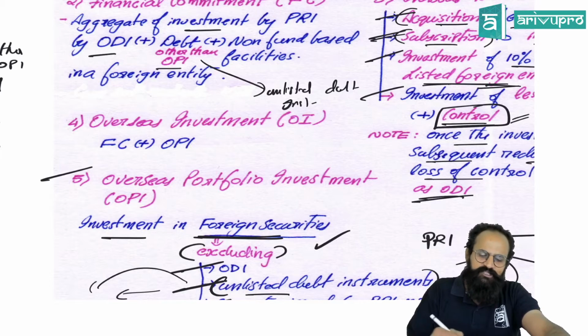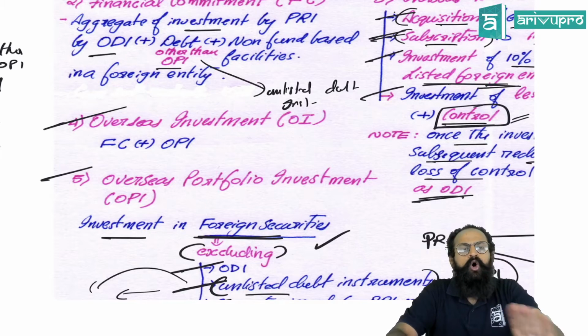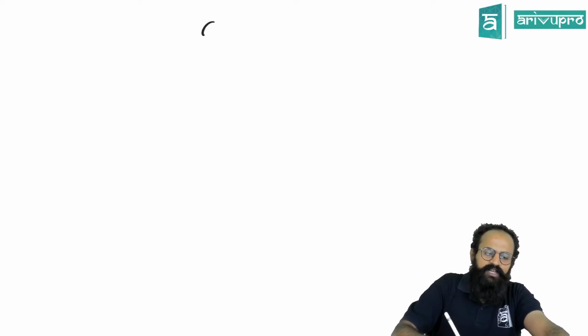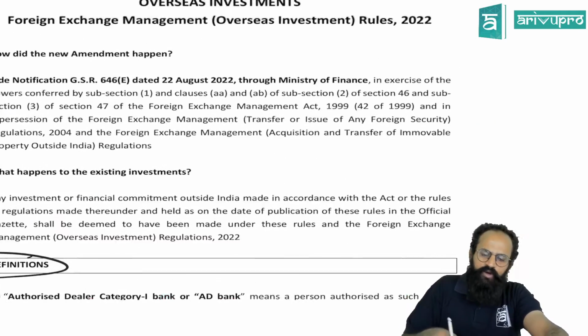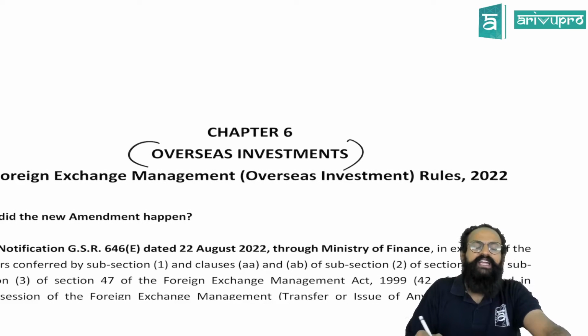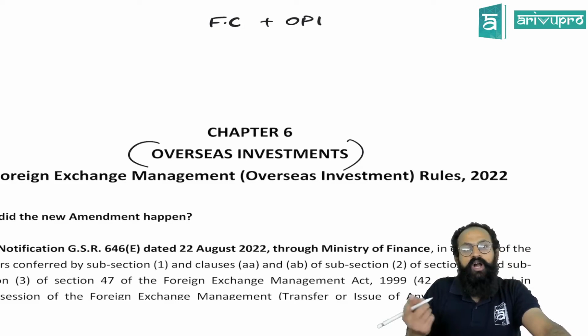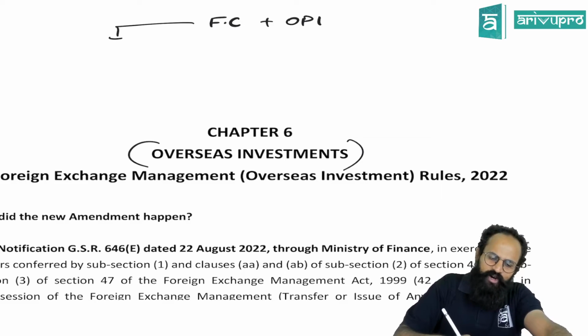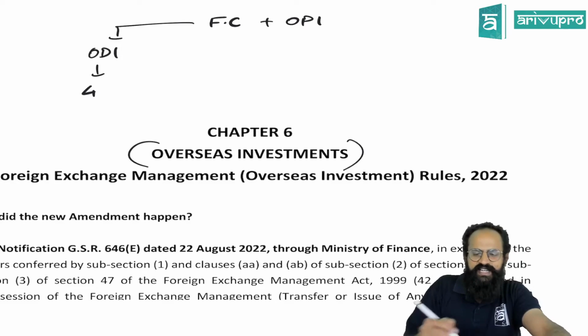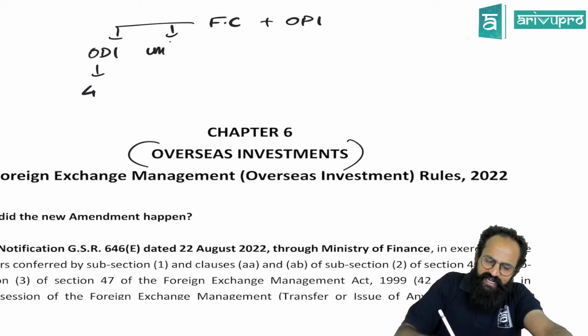The fourth one, people, the last one, is called overseas investment. This is the chapter name, people: overseas investment. Why? It covers everything. What do you mean by everything, sir? Basically, it covers FC plus OPI. What all does FC include? FC includes ODI. ODI includes those four things. What else does financial commitment include? I will write it as unlisted debt. And it includes non-fund based, which I'll include as guarantee.